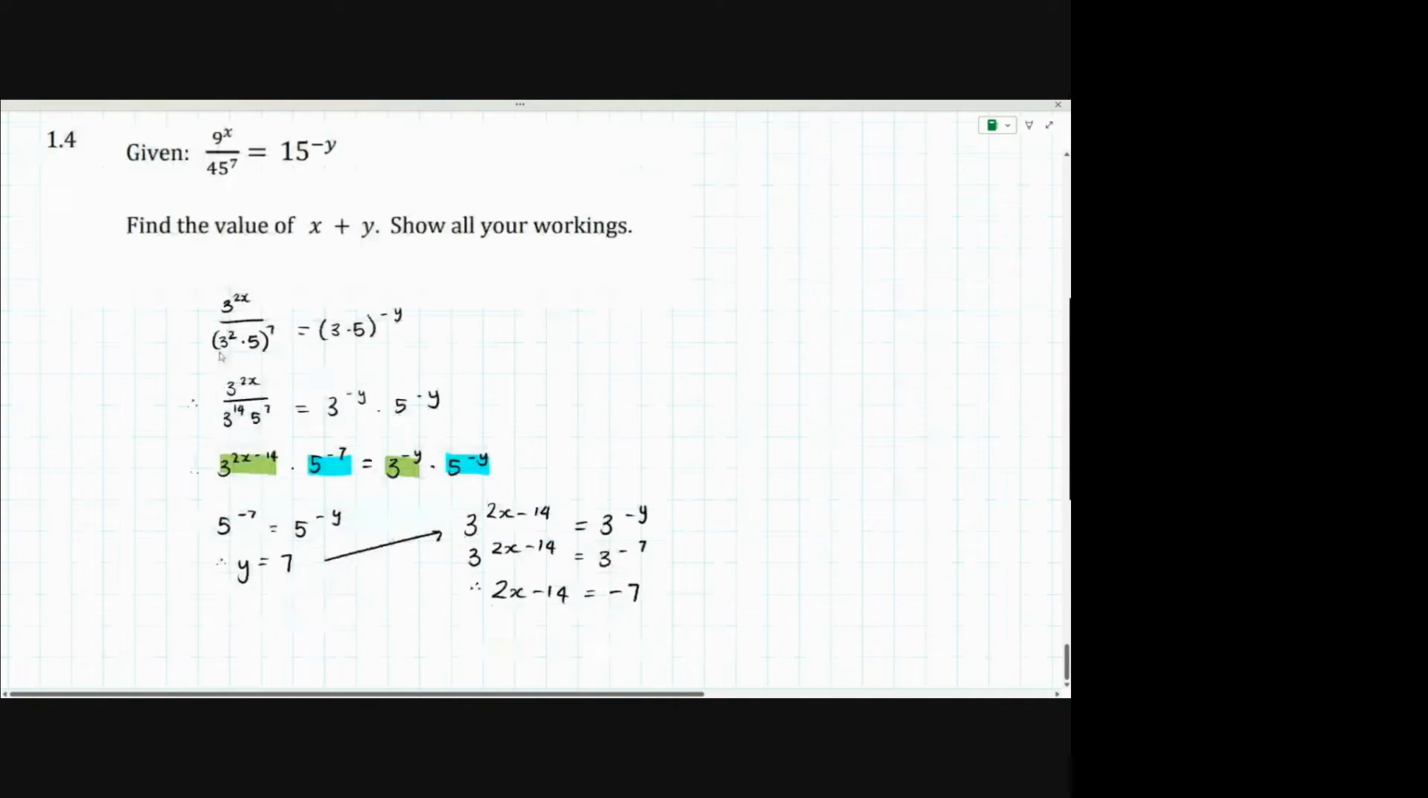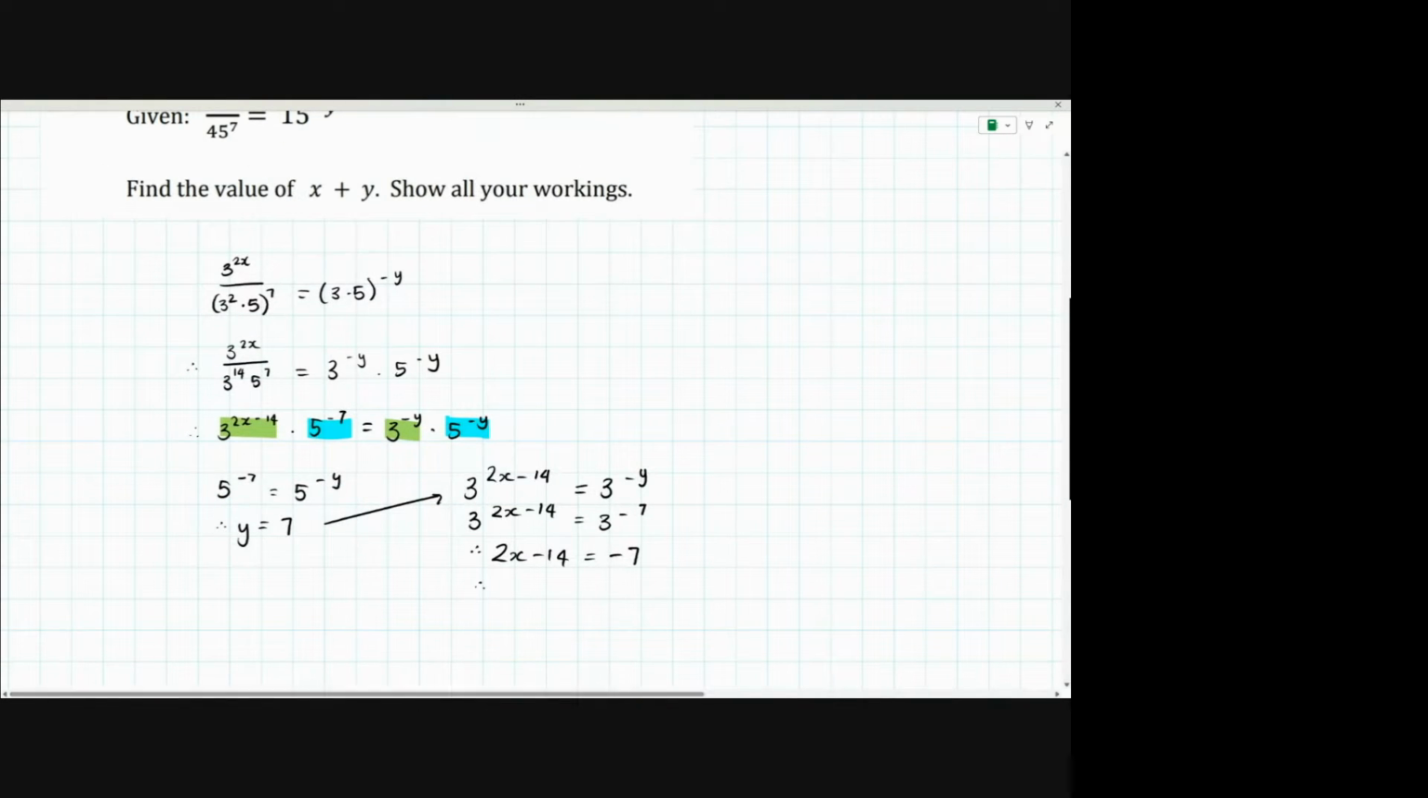And then inverse operations, I will add 14. So 2x equals 7. So x equals 7 over 2, or 3.5. Right, so I hope that's what your memo says. Otherwise, I've just made up a whole bunch of nonsense. But that's how I would do it.